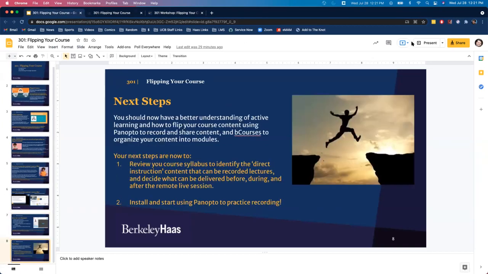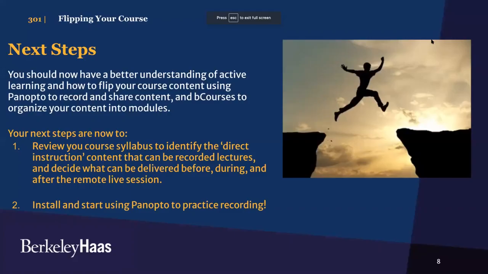So to jump back to your next steps as a faculty member, it would be to really try and figure out what kind of content you can flip. Some content can't be flipped. There might be some lectures or content that you've designed that is all active learning, which is great. But those kinds of concepts are not easily flippable to videos or writings or case studies. But if you can find some content that can be flipped, practice, install Panopto, practice recording.